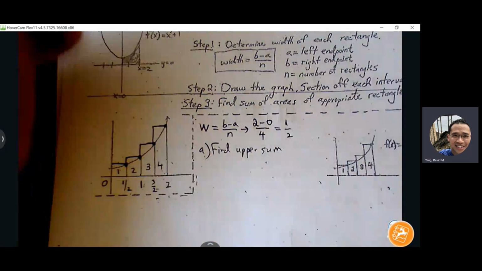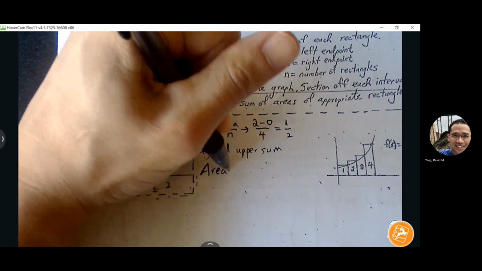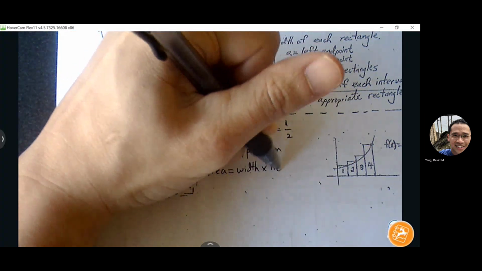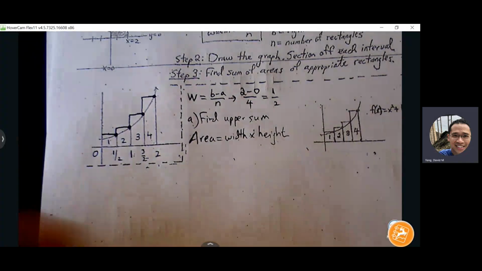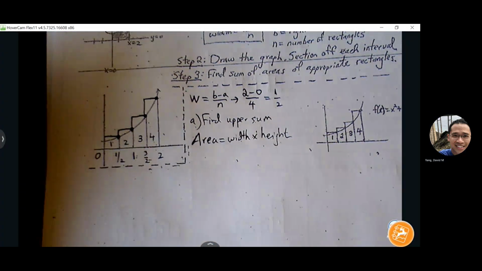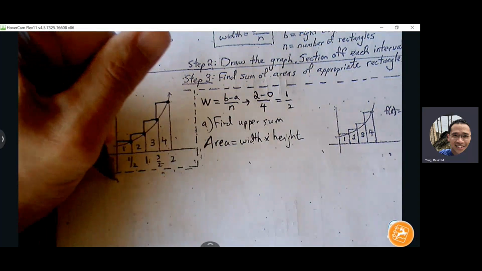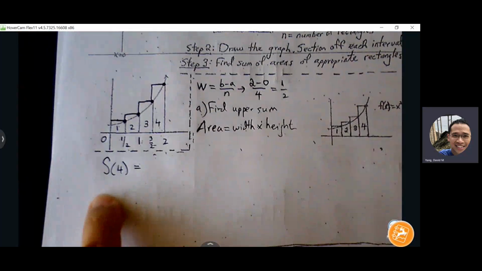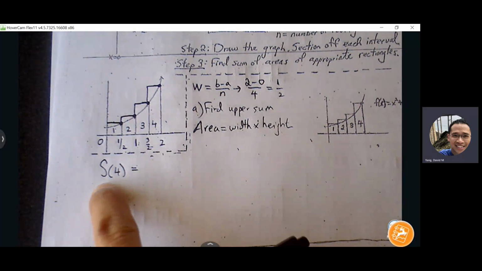Okay. Now, we want to find the area of each of these rectangles. The formula for the area of a rectangle is width times height. What is the width of each of these subintervals? 1/2, right? Okay. So I'm going to say uppercase S of 4. This is just the notation to indicate that I want to find the area of these 4 rectangles, and these 4 rectangles will represent the upper sum, uppercase S.